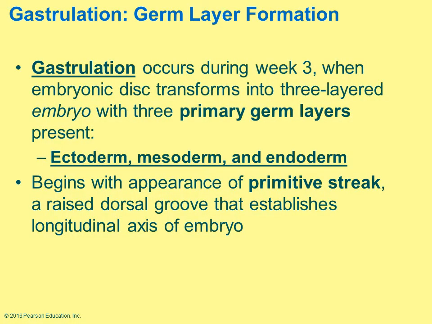Gastrulation is occurring during week 3. Everything is relative to when fertilization occurred. And this, as I said, is when you start to form 3 different germ layers: the ectoderm, the mesoderm, and the endoderm.